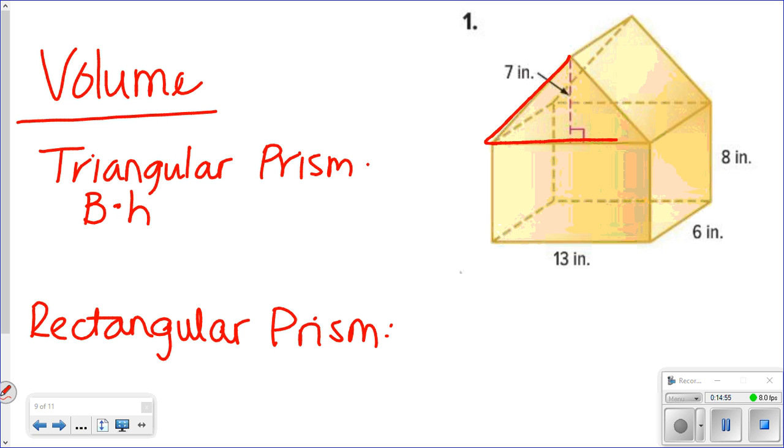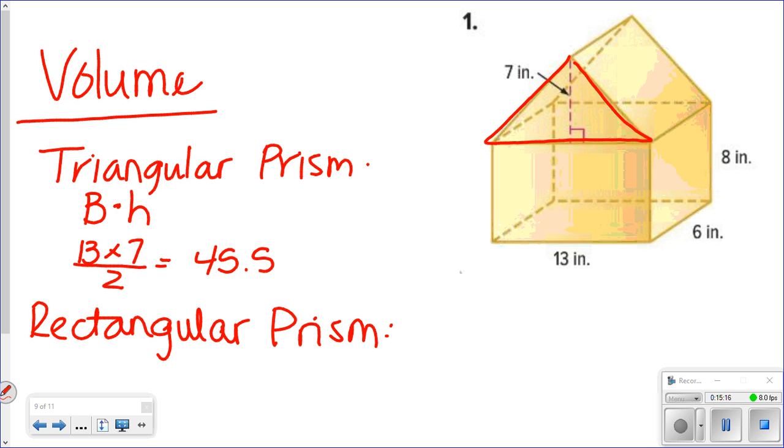So 7 times 13. Then what am I going to do with those two? Divide by 2. It's 45.5.